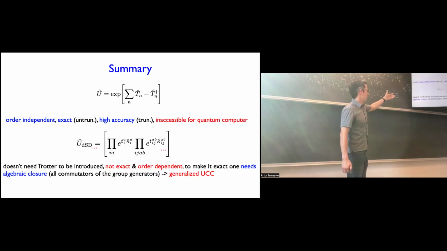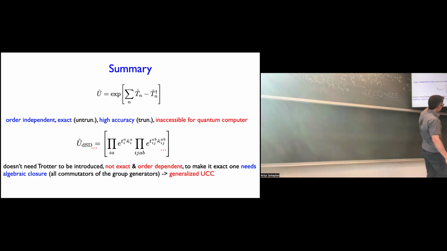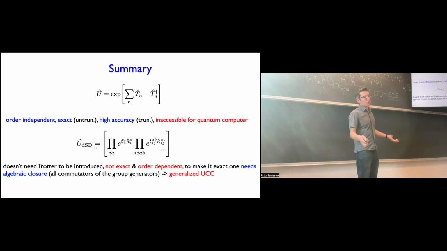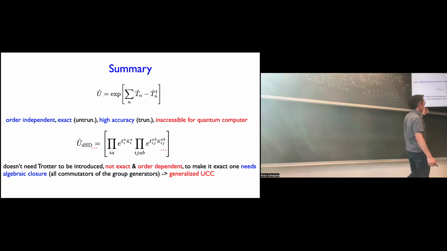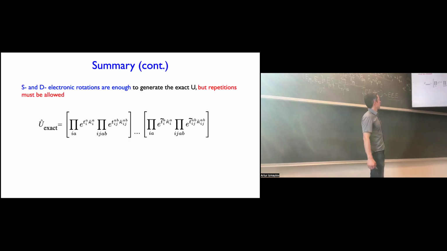Now, what has an order dependence and can be used, but has no algebraic closure, is this disentangled version, right? And if you do the closure, you start getting this generalized unitary coupled cluster theory. That is somewhat better, I guess, because you have a closure.